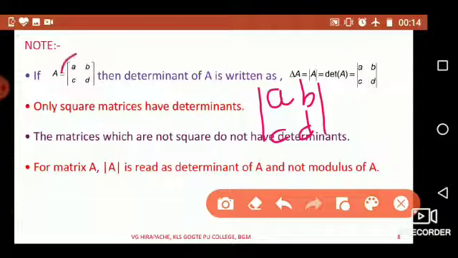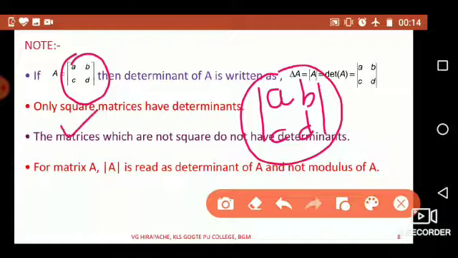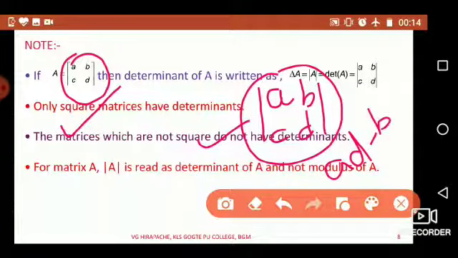The difference between the matrix and the determinant is that a matrix cannot be evaluated, but a determinant can be evaluated. The evaluation goes like this: ad minus bc, that is, left top to right bottom minus left bottom to right top. A determinant is associated with a unique number, but a matrix is not associated with a unique number.